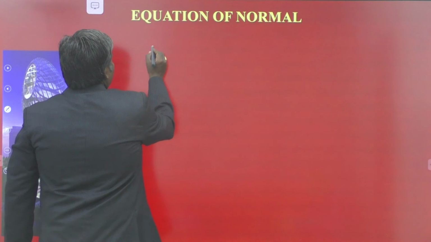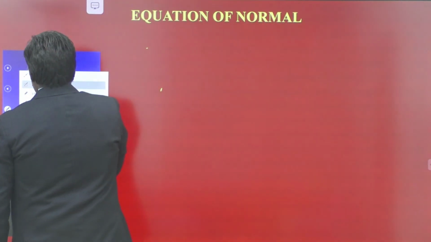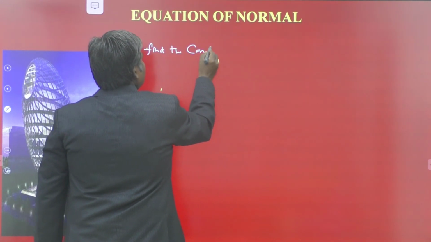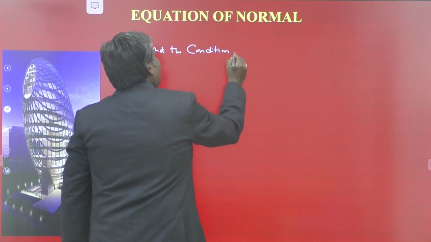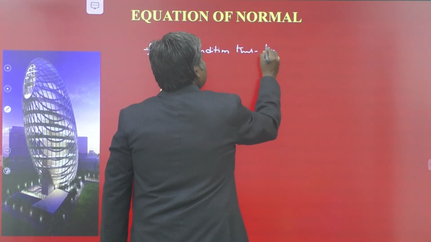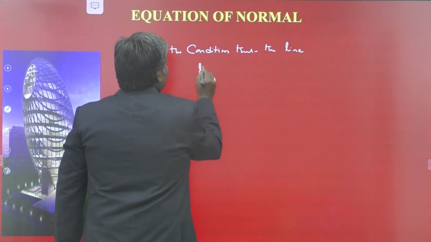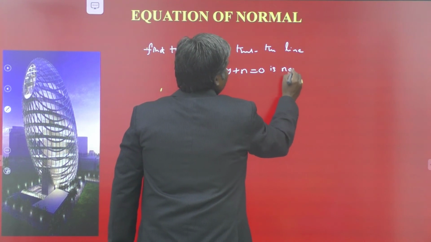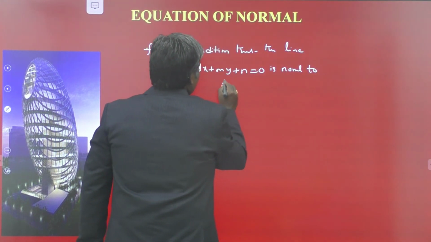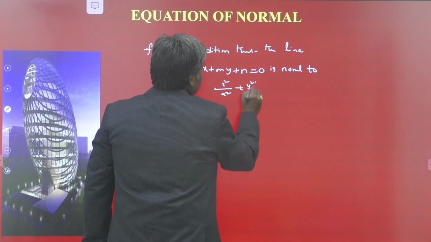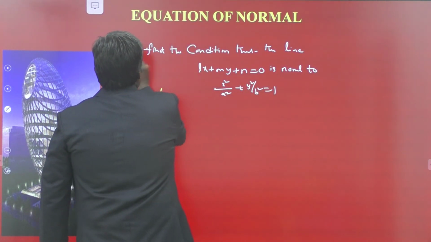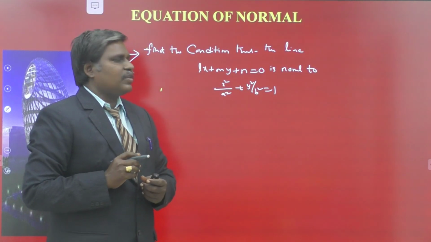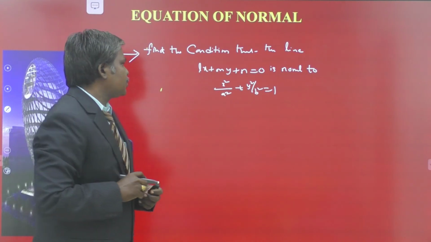Now, find the condition that the line Lx + My + N = 0 is normal to x²/a² + y²/b² = 1. This is the condition. We are going to find out when the line Lx + My + N = 0 is normal to the ellipse.